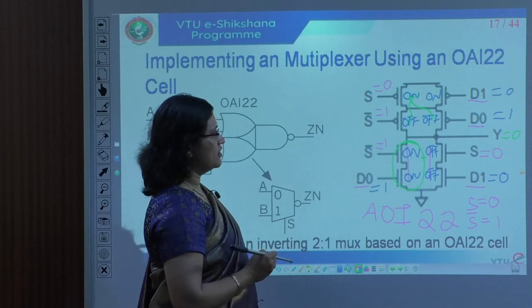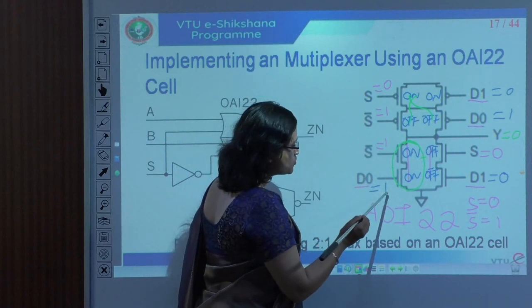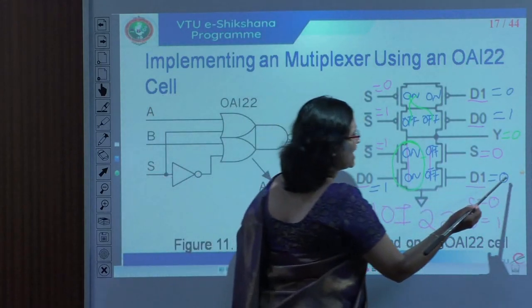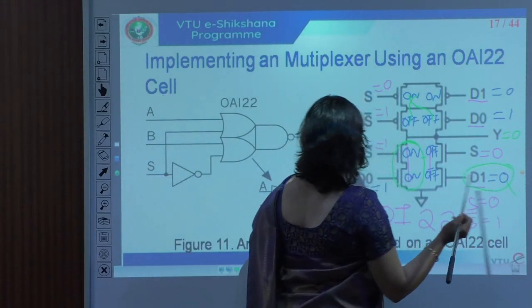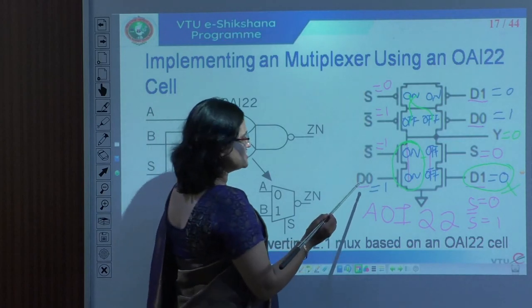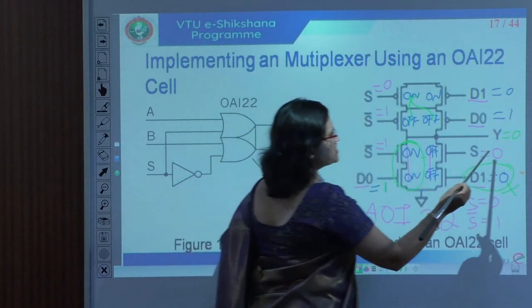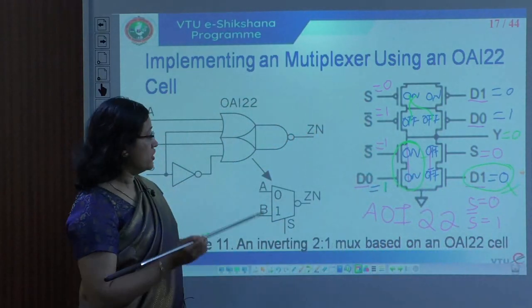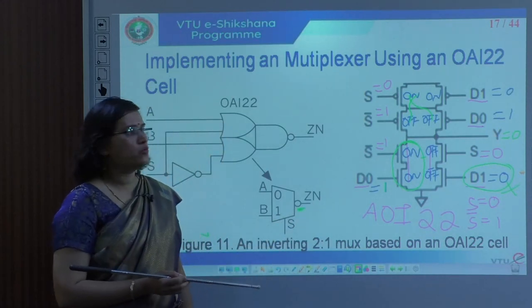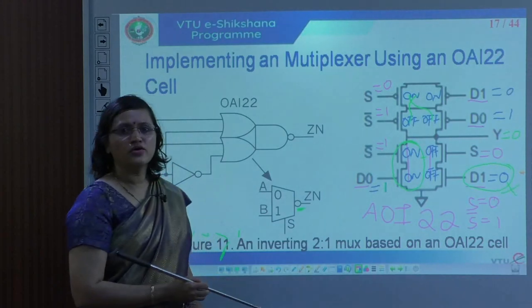Now you have given D naught as 1 here, so the output you are getting is 0. It is not giving any importance to your D1 value; it is giving importance to D0. Since your D0 value is 1, the output Y is 0. You can see the logical symbol here: your output will be in the inverted mode. You won't get the true output. If you want the true output, put on an inverter and you will get the true output.